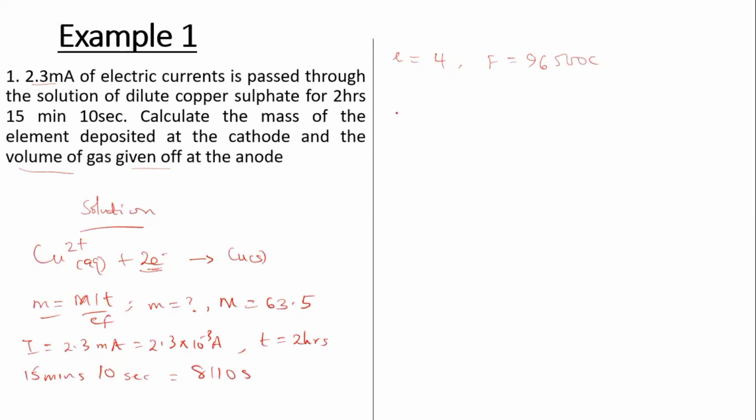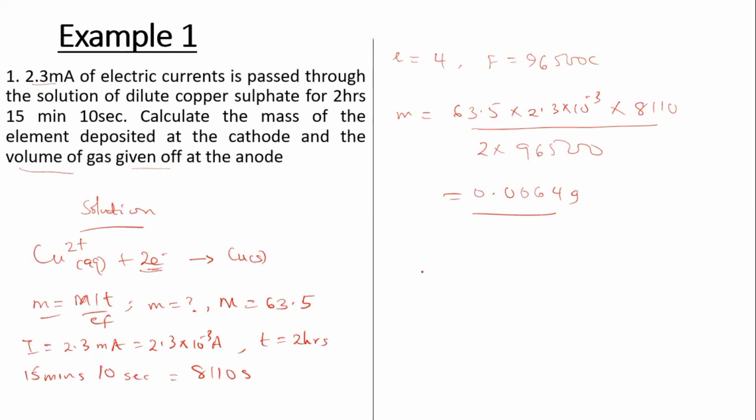So what do we have? We have that mass is going to be 63.5 times 2.3 times 10 raised to the power minus 3 amperes, then times time, which is 8110 seconds, divided by E, the coefficient of electron, which is 2, times 96,500. So what do we have? If you press your calculator, we're going to have 0.0064 gram of copper deposited at the cathode.